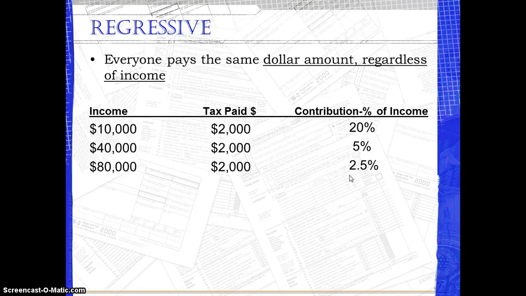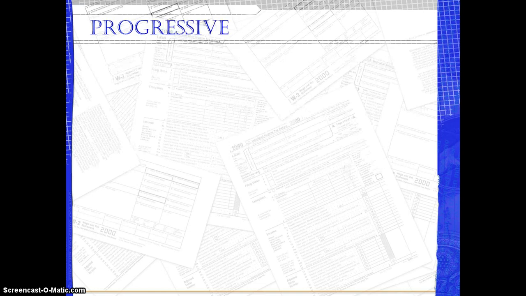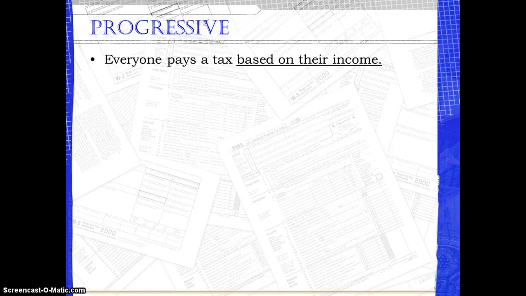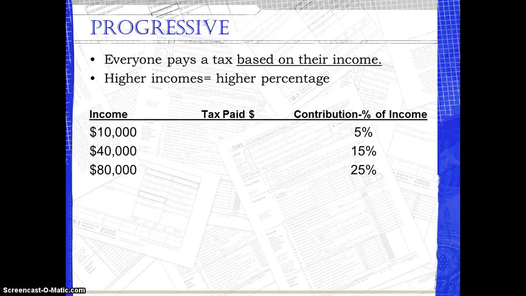Which tax base is fair? Well, it depends on what you're talking about. Proportional, regressive, and the third type of tax, progressive, all function in different tax bases. Progressive tax, everyone pays a tax based on their income. Progressive tax is income tax in the United States. The higher the income, the higher percentage that you pay.